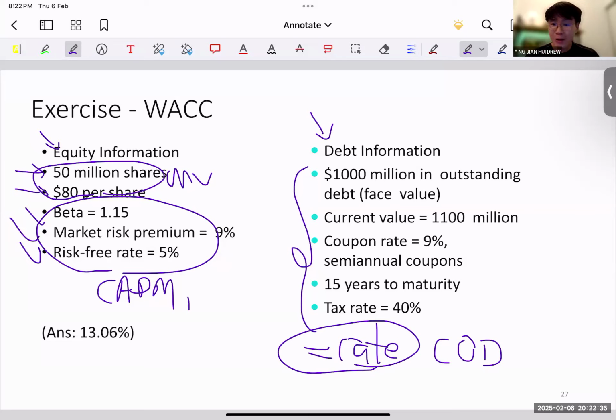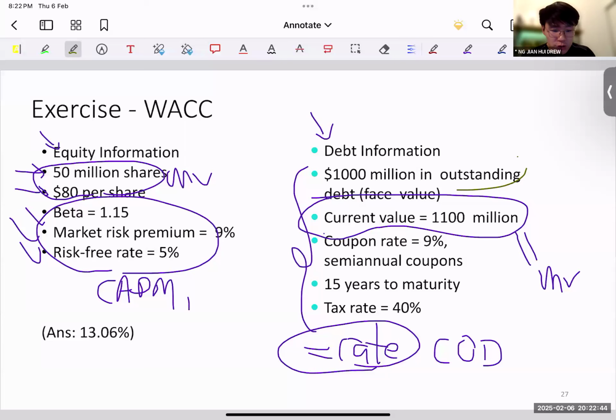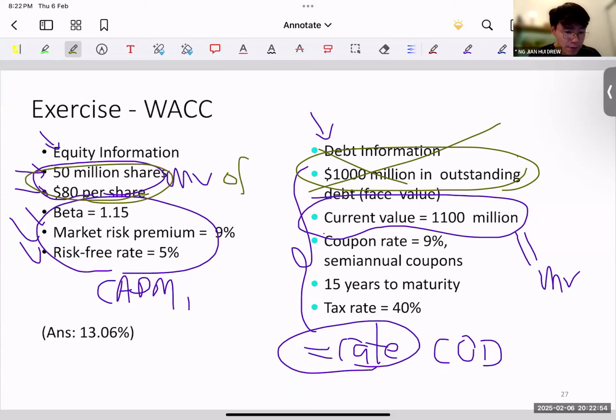Yeah, you're right. So 110. So I hope you can see that current value, this is your market value of debt. So please be very careful not to use this one. This is your face value of debt. So it's not your market value of debt. So your market value of equity, this is your market value of equity.